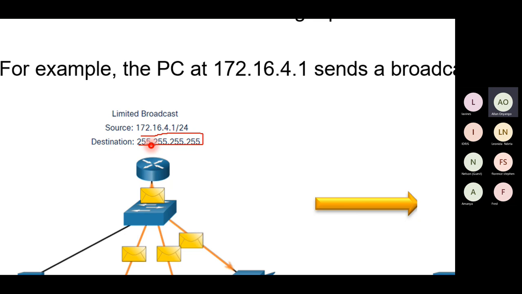Not all of them, but most of them will end with the 255, but they might not have these other three octets having 255, but at least the last octet in most cases will be 255.